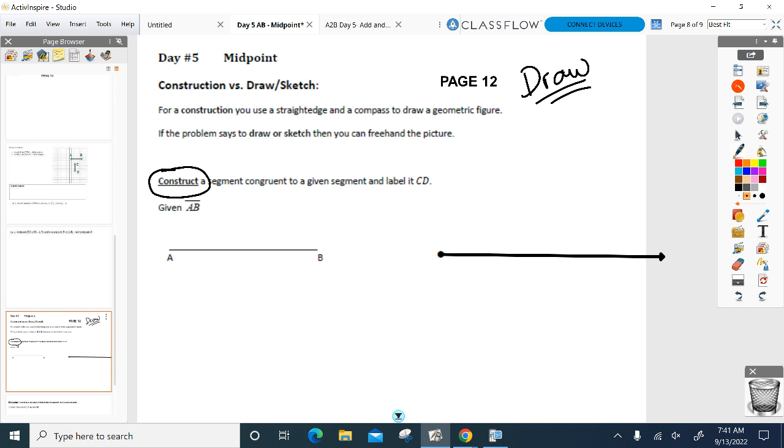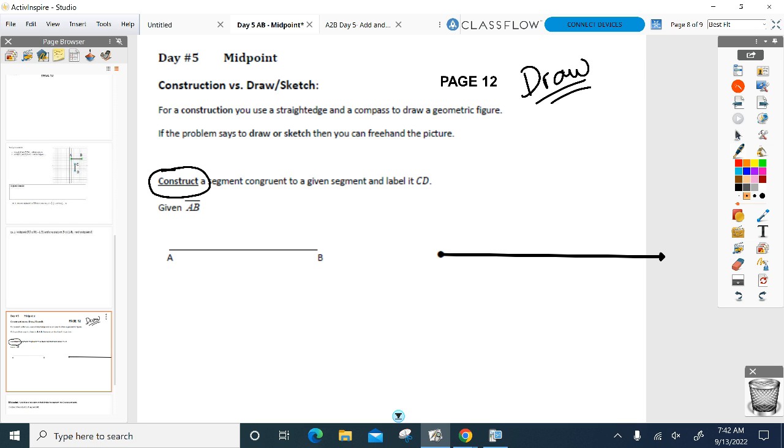Anybody know what we call this one, with just one endpoint? It's called a ray. Yep, this is called a ray. One endpoint and an arrow. So you make a ray that's longer than the line segment you're copying.